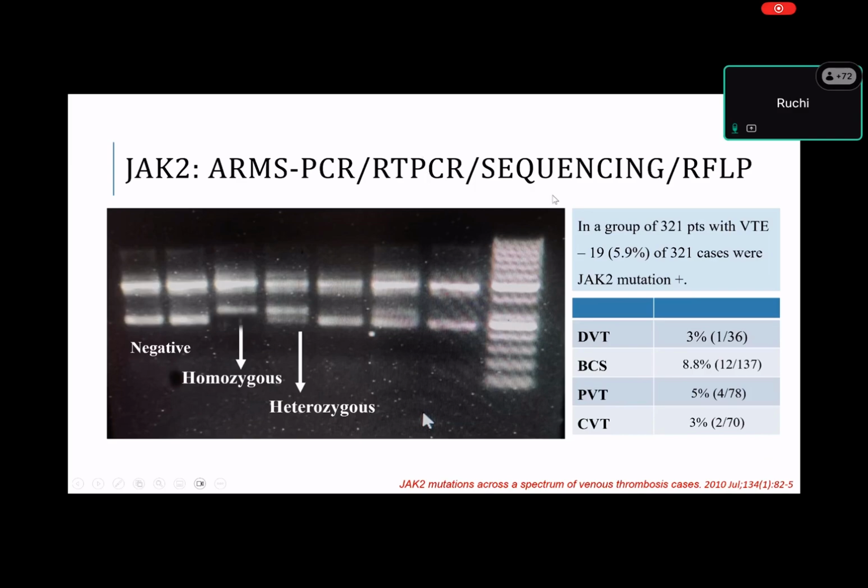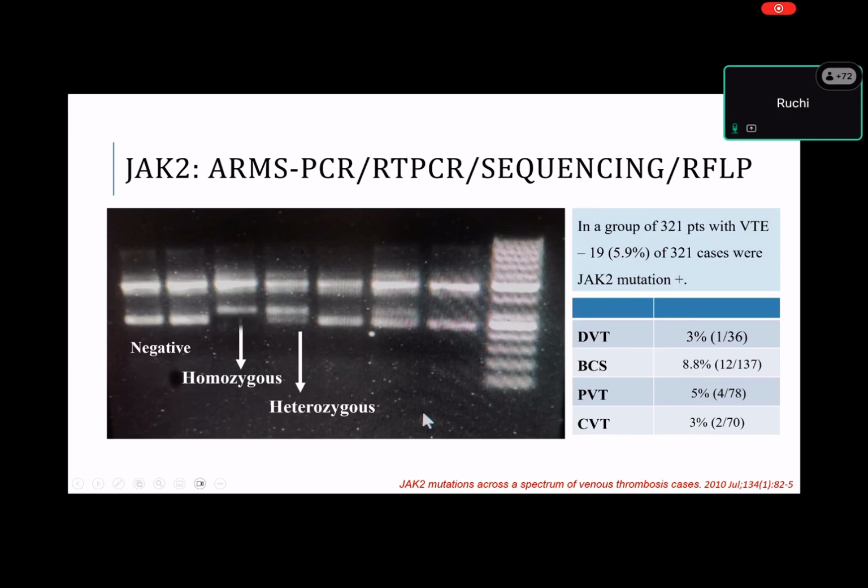You can do it by RT-PCR, or you can go ahead with sequencing and things like that. So this is the pattern for a negative patient. This is the pattern we get for a homozygous: we only have the mutant band, whereas in a heterozygous state we have both the mutant as well as the normal wild type band. So this is the study of JAK2 mutations. I think this is an Indian study, I have forgotten. This was a group of 321 patients with venous thromboembolism, out of which 19 cases were JAK2 mutation positive, and these included DVT 3%, Budd-Chiari syndrome 8.8%, portal vein thrombosis 5%, and CVT 3%.